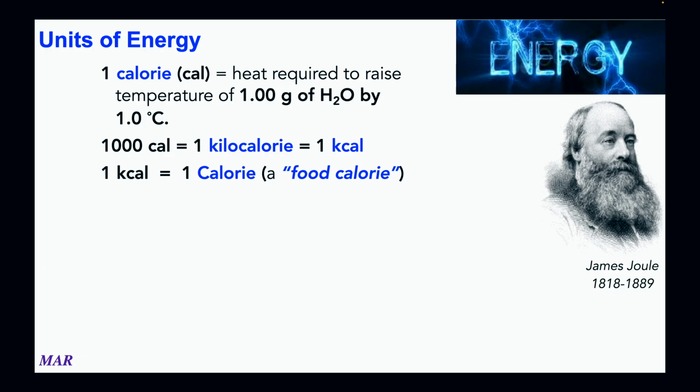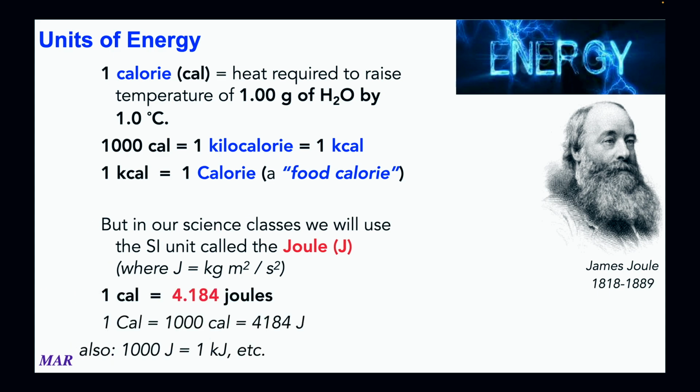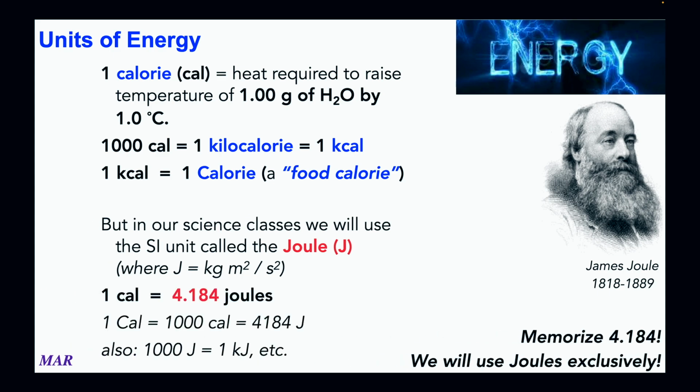It's not what I call the science calorie, the little tiny c. So it's very, very frustrating. Small c calorie is 1 gram of water by 1 degree. That's the energy. But big C calorie, the food calorie, is equal to 1,000 of those calories, and it can get pretty confusing. So in our science world, we're going to use what's called the joule. And the joule is the SI unit. It's the official unit of science, all right?